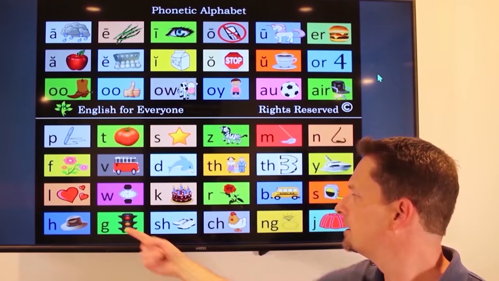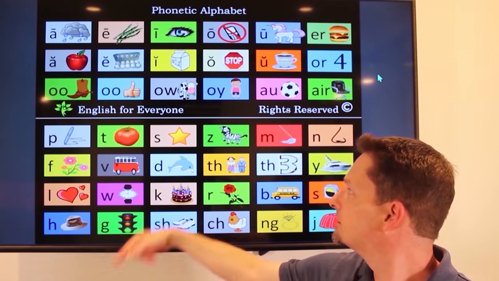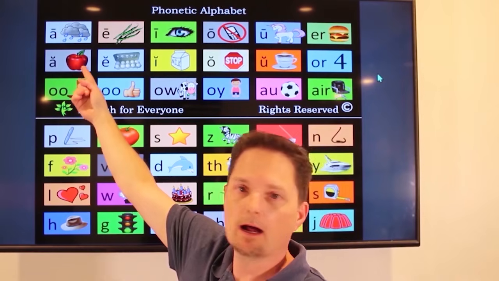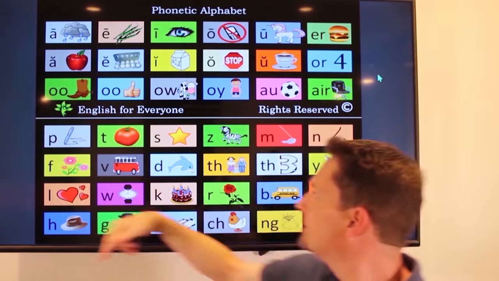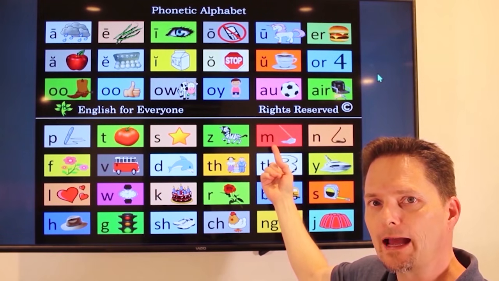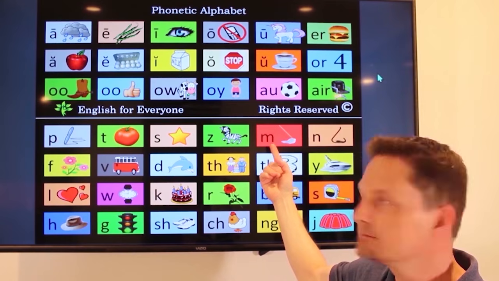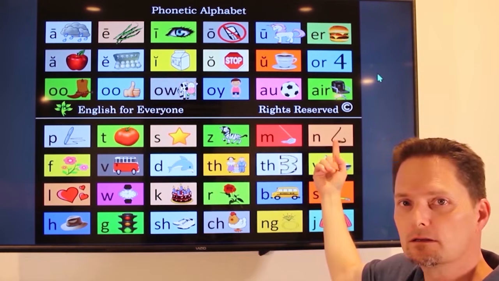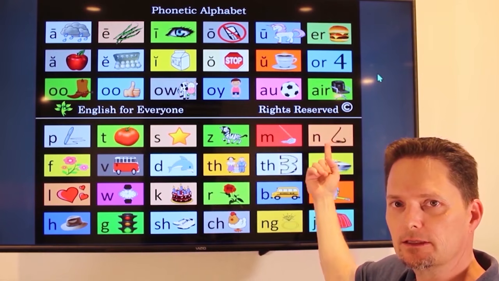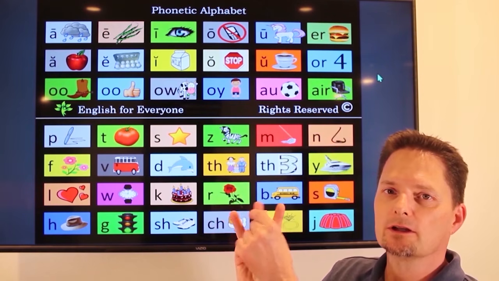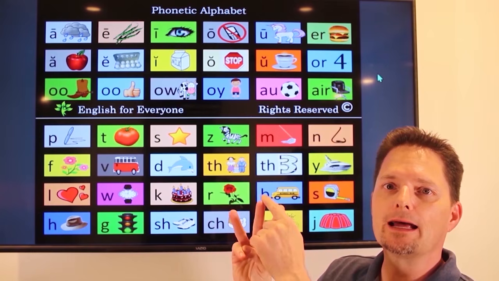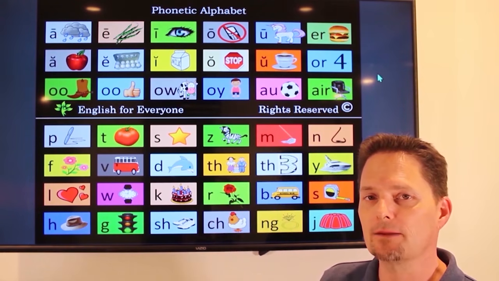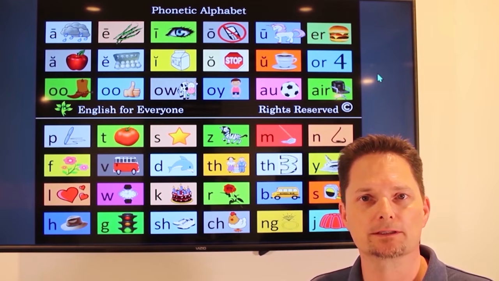Pronunciation, examine. G, egg. Z, eggs. Exact. Exam. Examine. Stress on the second syllable. Examine. The doctor needs to examine the patient.